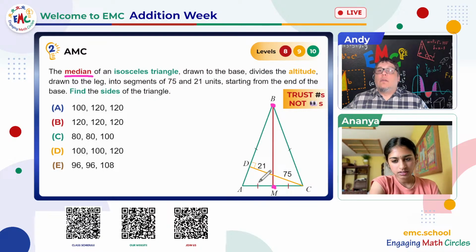Now, altitude is vertex to the opposite side. We use red and black. Those are separate equality notches, just for the audience's sake. Okay, go ahead. And then altitude is vertex to opposite side, but it's perpendicular to the opposite side. So it's always at a 90-degree angle. Okay. So this altitude here is at 90 degrees.